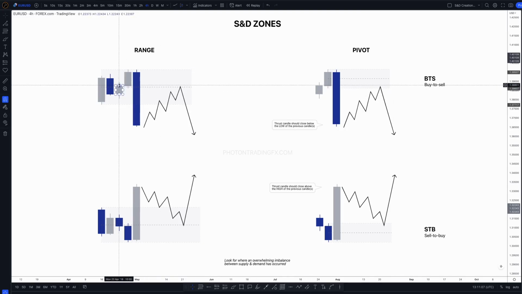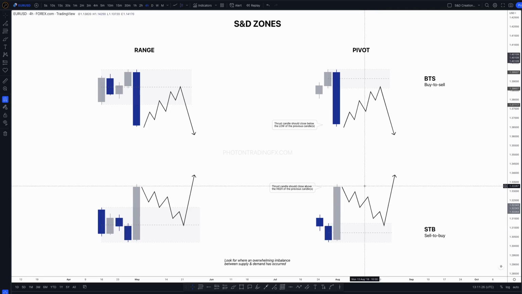We're looking for where there was a pause in the market, and then pure momentum came, right, where an overwhelming imbalance between supply and demand has occurred. And ideally you want to see price close above the previous candle's high if it's demand, and the previous candle's low if it's supply. And then once that happens, you can draw your zone on.